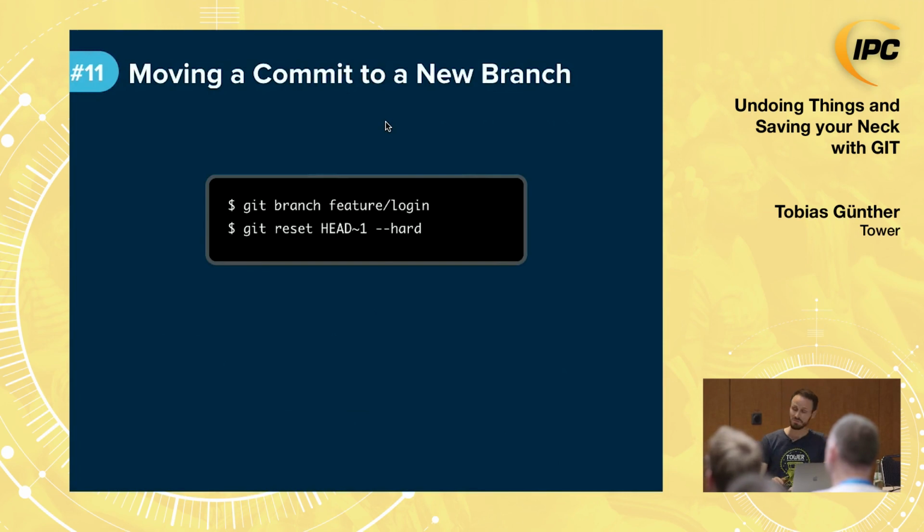On the command line, just create that branch using the branch command and then use reset to clean up. HEAD~1 means one behind the head. Yes, please. Is there a way to do this when your master branch is locked? So you cannot directly commit to your master branch? I think then you wouldn't have that problem, right?